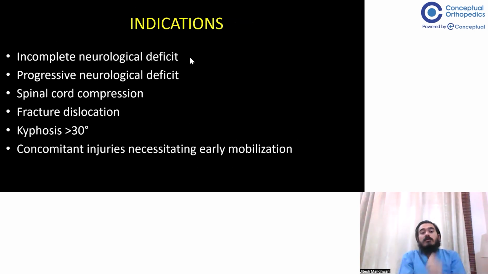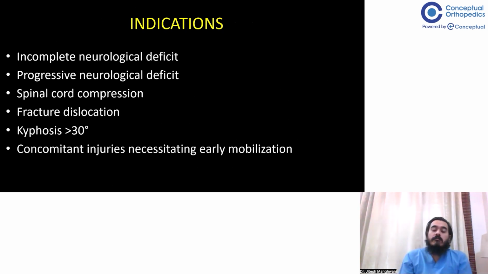Indications. So what are the indications of surgery? Whenever the patient has got an incomplete deficit, we have to try and get the neurology better and back in place. Whenever the patients have a progressive deficit, that is, they had a deficit and are having a real-time increase in the amount of weakness. Whenever there is ongoing spinal cord compression, cases with fracture dislocations, kyphosis or deformity with an angle of more than 30 degrees, or concomitant injuries which necessitate early immobilization, we cannot put the patient on bed. So these are the indications of surgery.